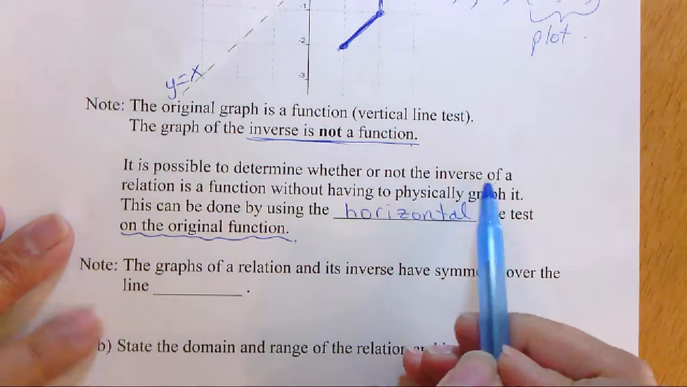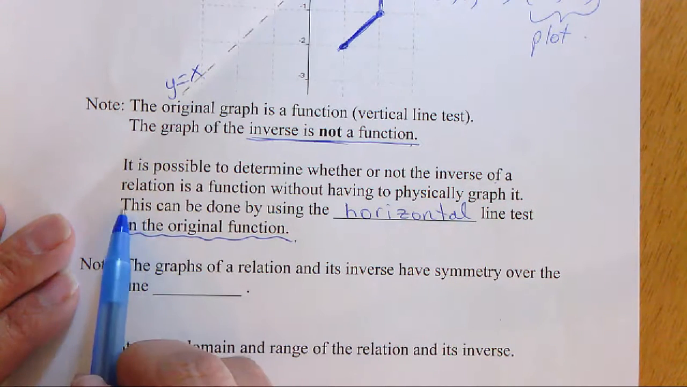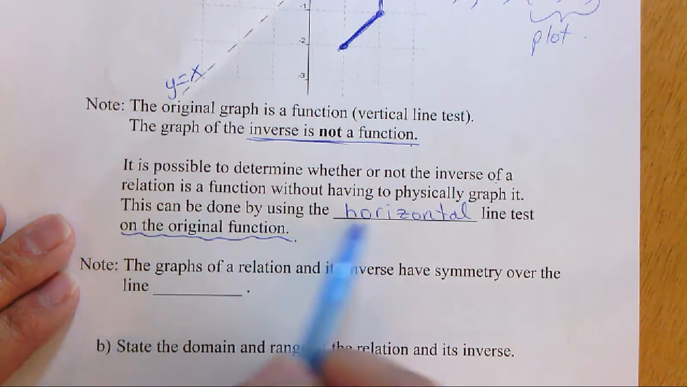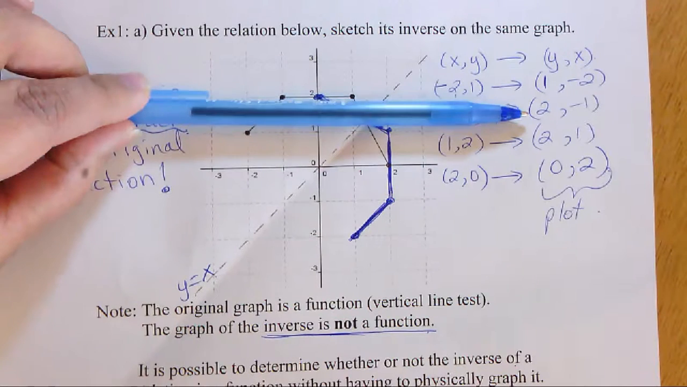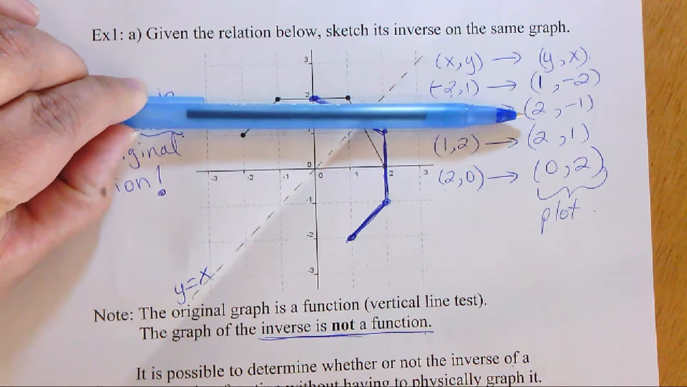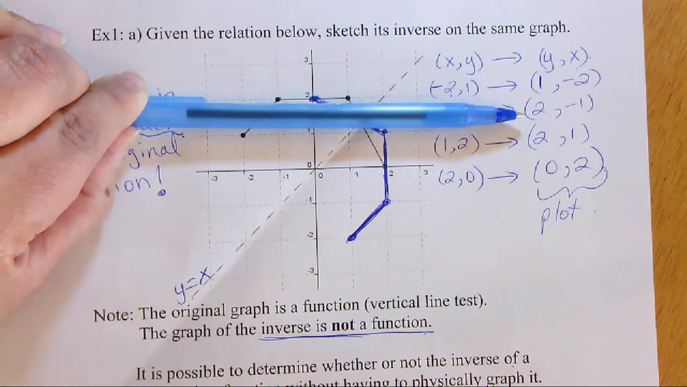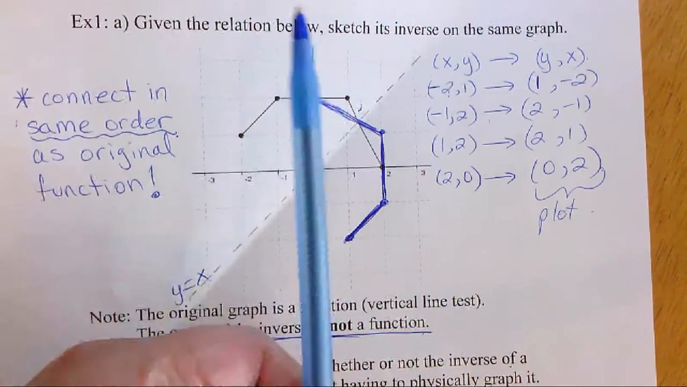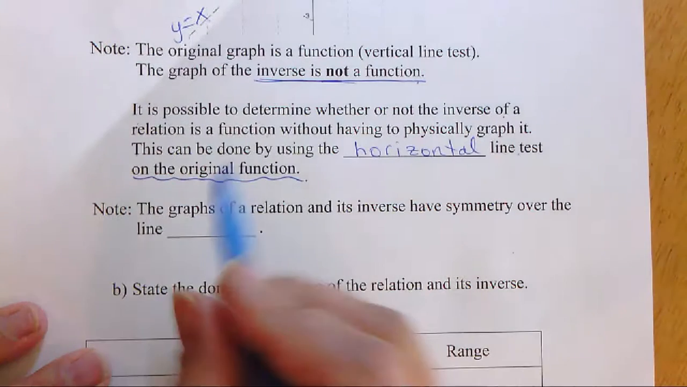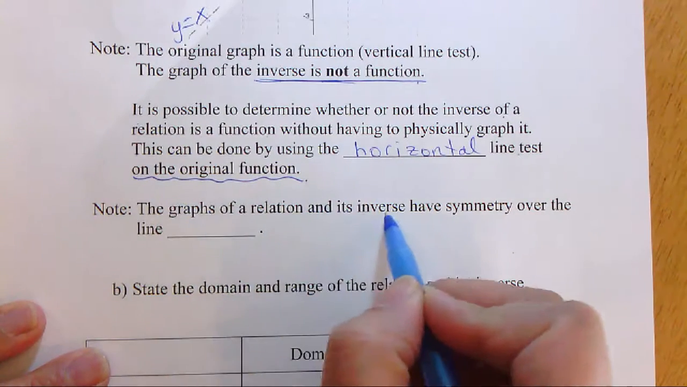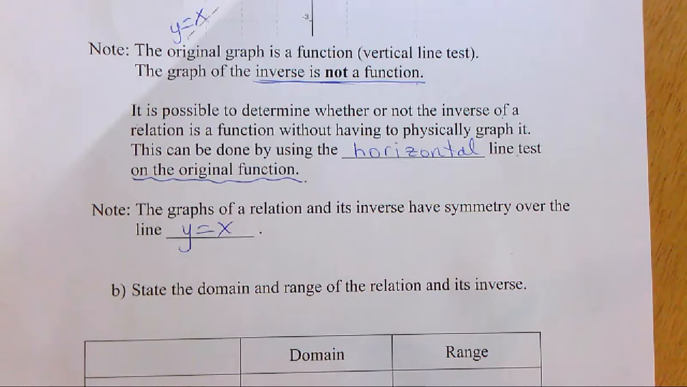Now it's possible to determine whether or not the inverse of a relation is a function without having to physically graph it. This can be done using the horizontal line test on the original function. So if I do this on the original function, then I can figure out that, okay, well, its inverse is not going to be a function. All right? So the inverse of a vertical line is a horizontal, and that's why that works. So the graphs of a relation and its inverse have symmetry over the y equals x line. So that's the diagonal line that I drew there, dotted.